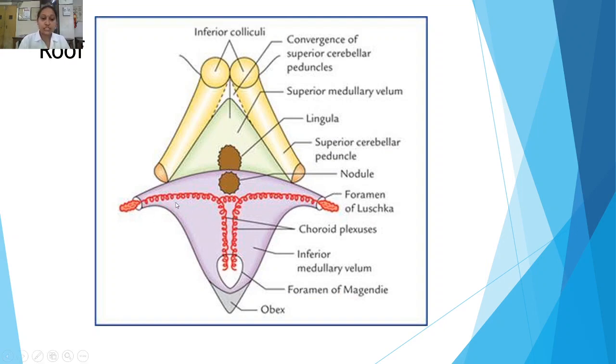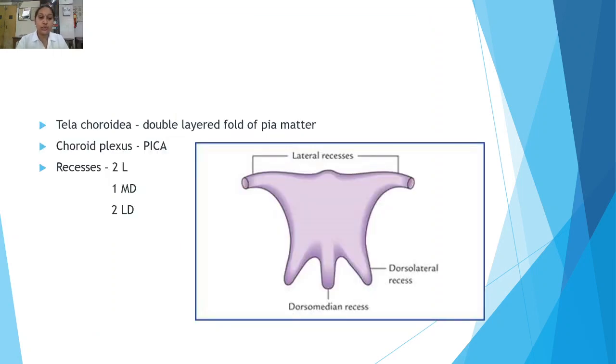The choroid plexus is T-shaped, with two horizontal limbs and a vertical limb. This vertical limb is double layered, and you can also see the two lateral foramina of Luschka and the lateral recesses in this diagram, through which the choroid plexus is impinging. So tela choroidea is a double layered fold of pia mater that encloses choroid plexus, a capillary plexus derived from the posterior inferior cerebellar artery.